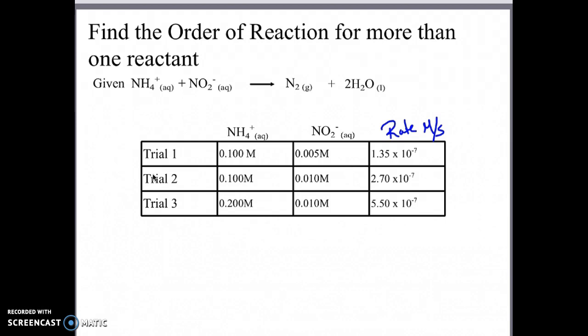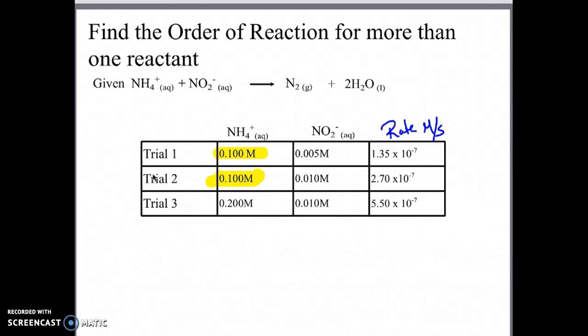Okay, so now the next problem will become, what happens when you have two reactants? How do you find the order for the reaction for more than one reactant? Now remember, you're the scientist, so you get to design the experiment. And what I like to look at when I'm going here is these concentrations. Do you notice for NH4, they're exactly the same?